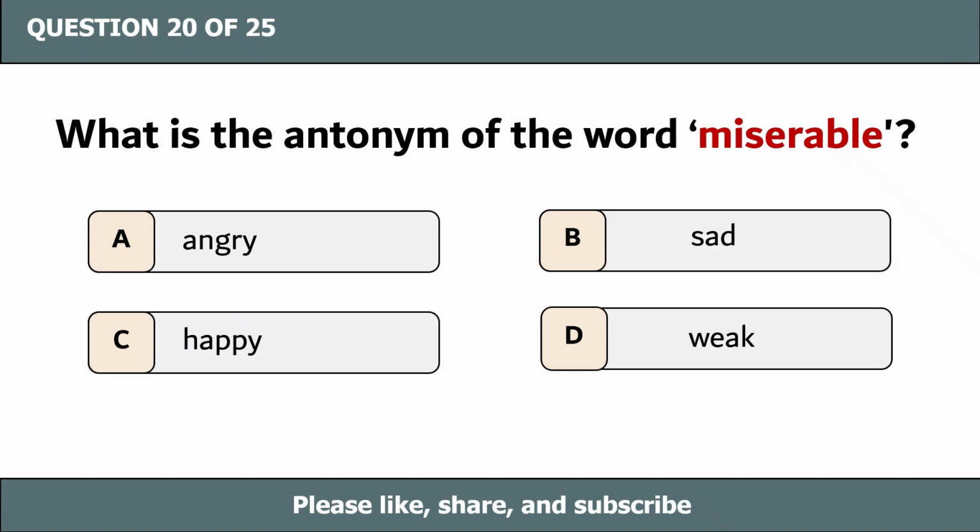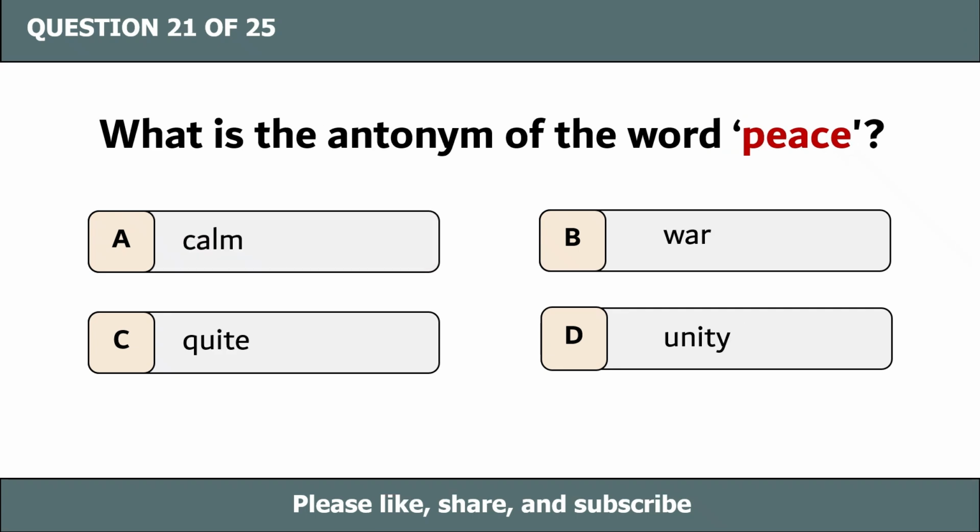Question 20. What is the antonym of the word miserable? The correct option is A. Angry. Question 21. What is the antonym of the word peace? The correct option is B. War.